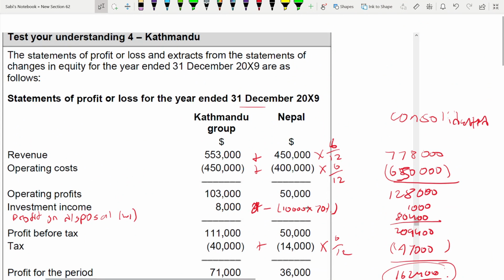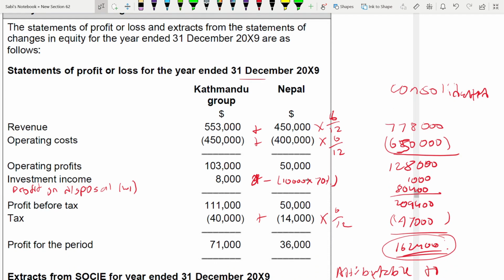You just take Kathmandu Group's, okay, because it's a discontinued operation. So I will highlight it for you. You just take this revenue and deduct this operating cost, you will get this operating profit. This is for part B I'm talking about. Okay, I will highlight it for you. Part B.